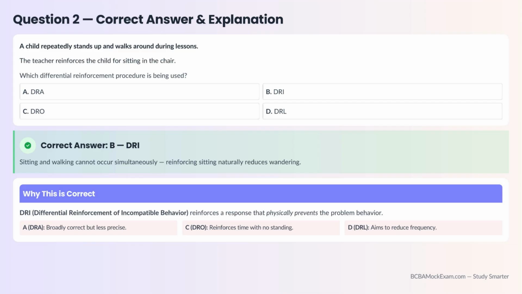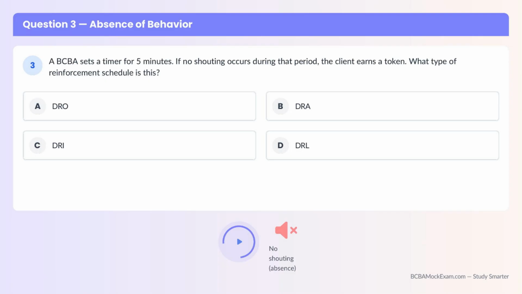DRL would care about the rate of walking, not whether it can happen at all while sitting. So remember, when one behavior literally blocks the other, pick DRI. Here the BCBA sets a 5-minute timer. If the client does not shout at all during those 5 minutes, they earn a token. Notice what is being reinforced.